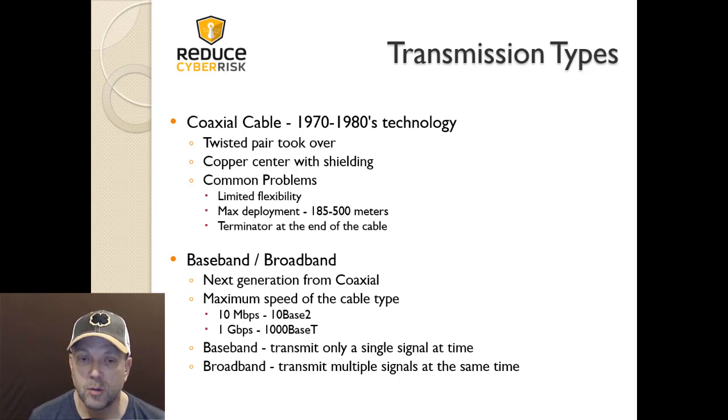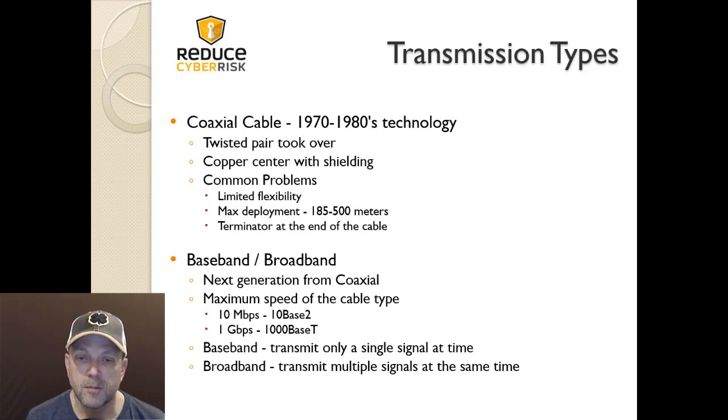Your 10-base-2, which was typically what went through in many places after the coaxial moved out, was about 10 megabits per second, which for that time was pretty fast. Then you have the 1000-base-T, which was 1 gigabit per second, which is typical of what you saw a few years back, where getting 1 gigabit per second throughout your environment was pretty good.